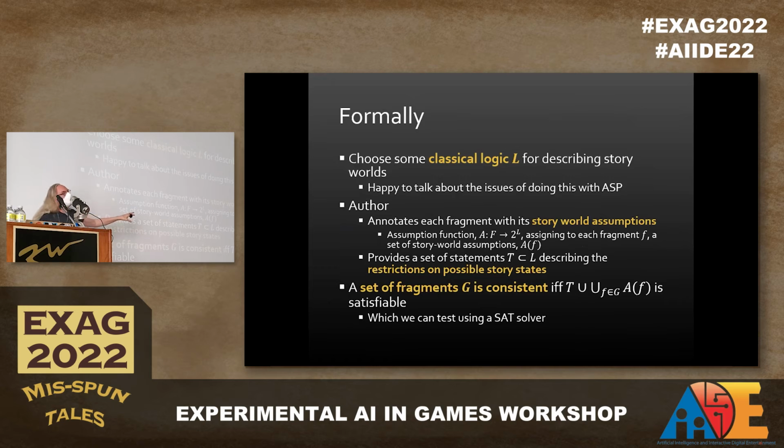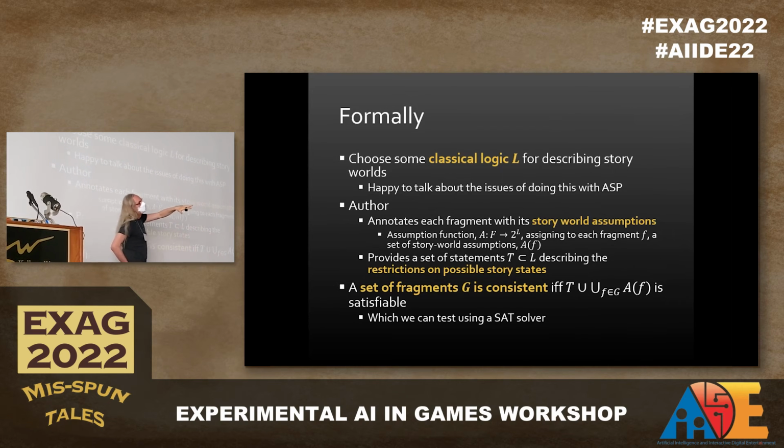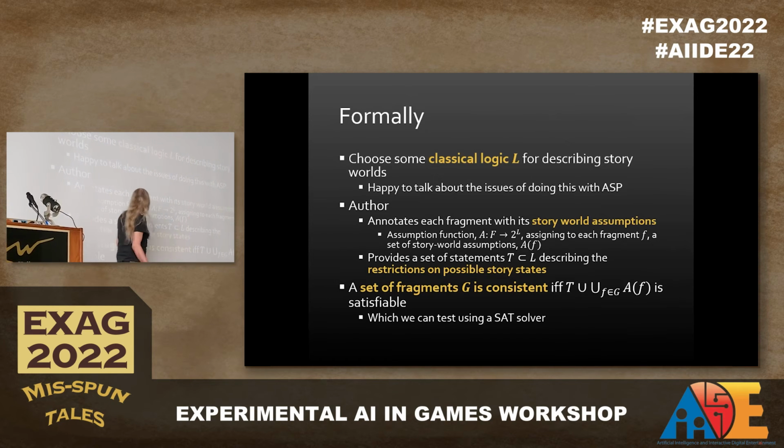So formally, there are more Greek letters in the paper. Formally, pick your favorite classical logic. Doing it in ASP is more complicated because it's not a classical logic. Happy to talk about that offline. The author then tags every story fragment with a set of assumptions in that logic, a set of statements. They also author a kind of domain theory, just a set of other statements about what the implications of the different assumptions are.